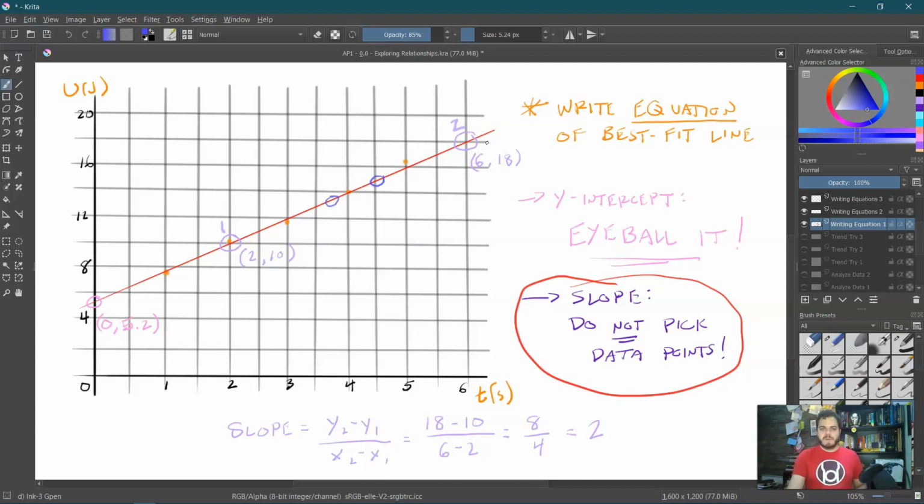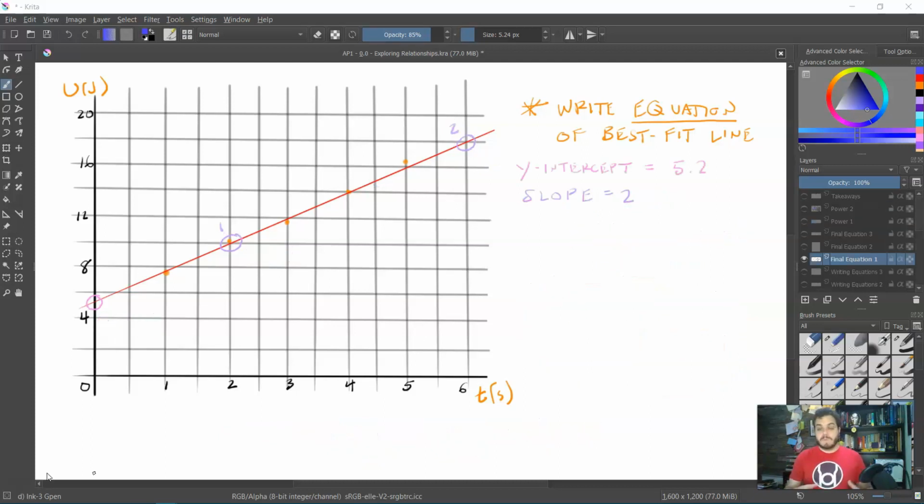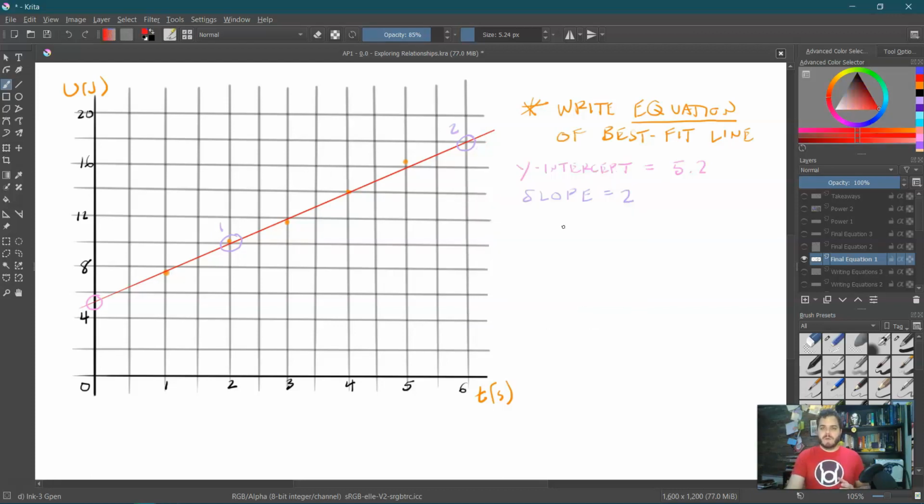Okay, so I plug in my numbers. I have 18 minus 10 divided by 6 minus 2. If you need to, feel free to grab your calculator, which I don't have right next to me at the moment, but always feel free to use that. You get 8 divided by 4, or a slope of 2. So now we have the information we need to write the equation of this best fit line. And you might be thinking, okay, well then I know what to do. I'll do, let me use green, why not? I'll do y is equal to 2 for the slope, x plus 5.2.